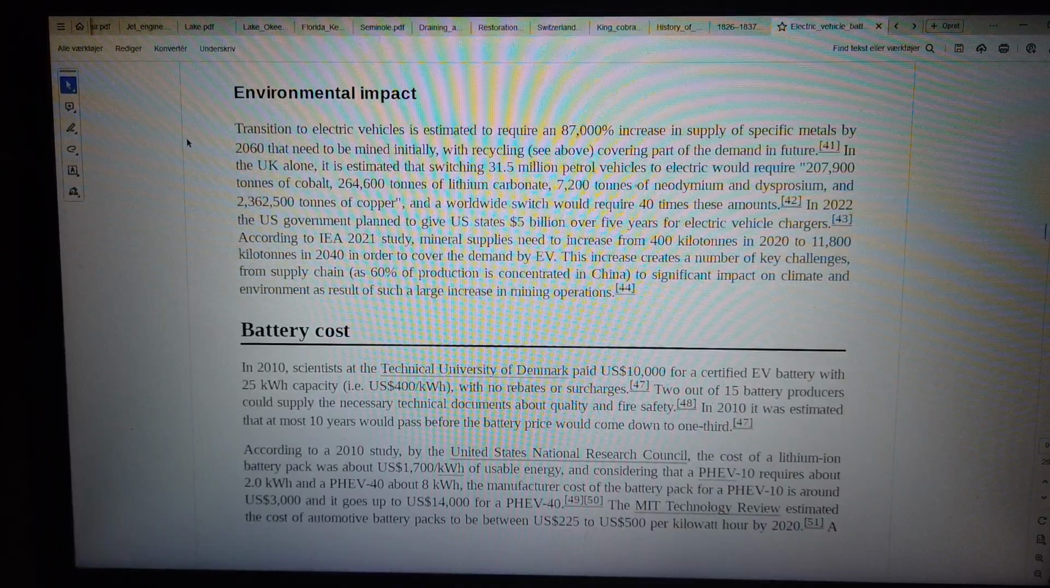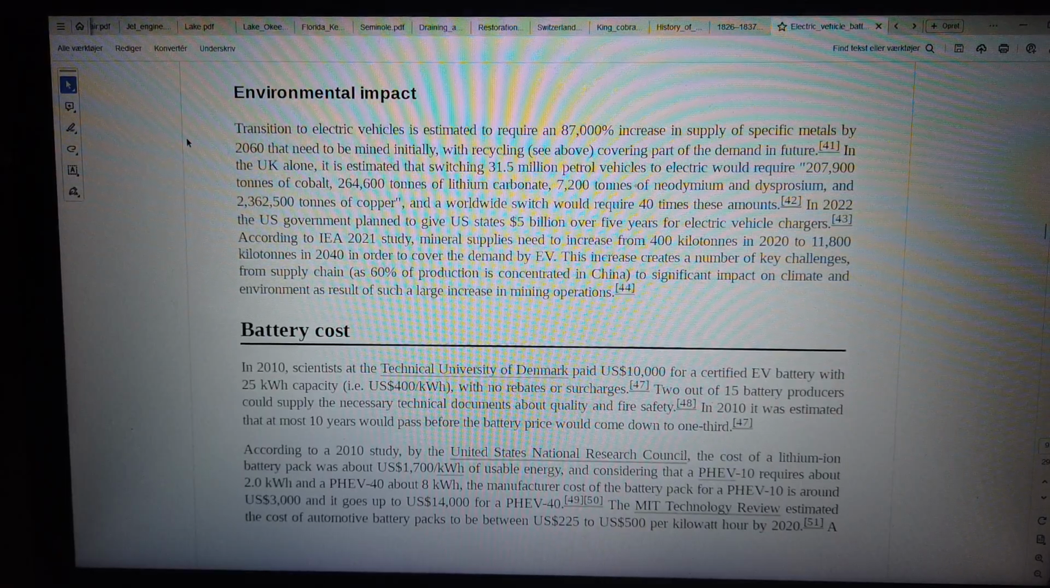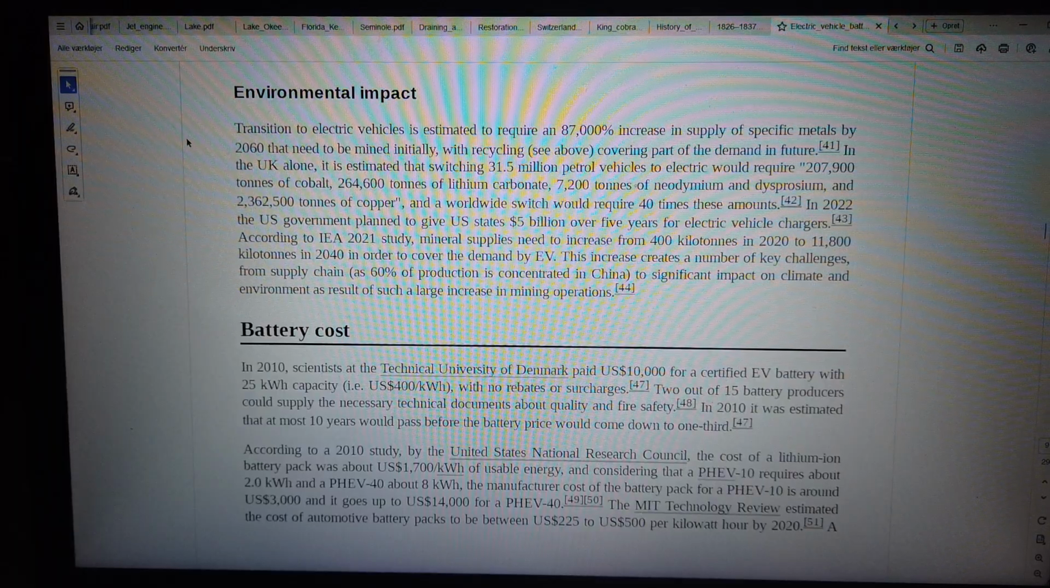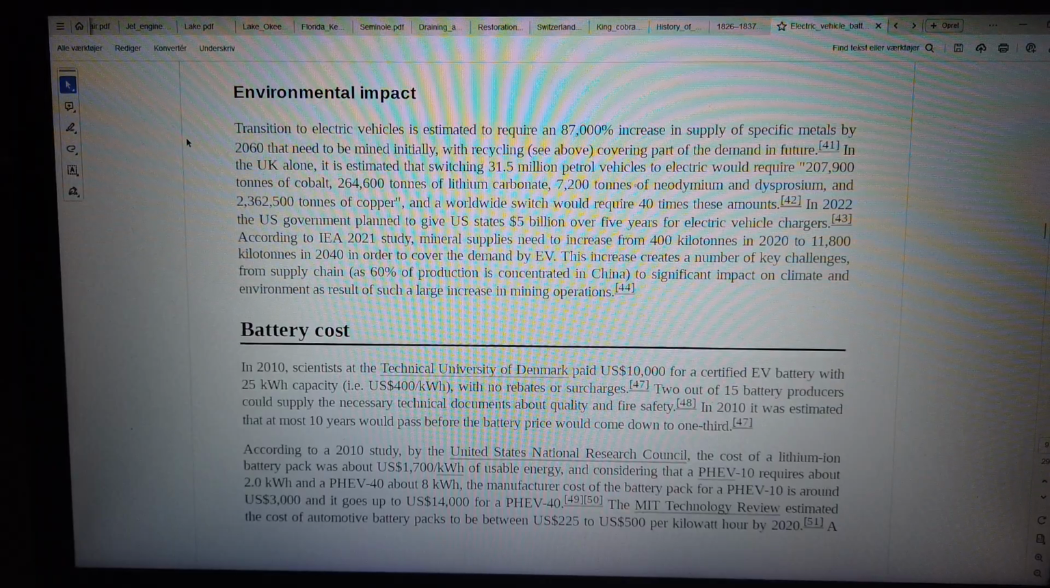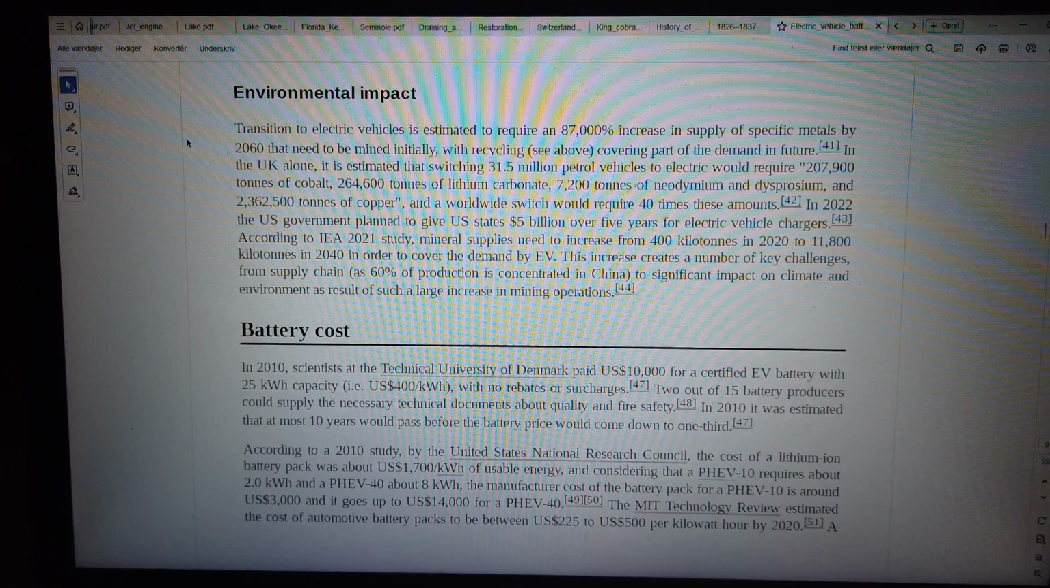40. Environmental impact. Transition to electric vehicles is estimated to require an 87,000% increase in supply of specific metals by 2060 that need to be mined initially. With recycling, see above, covering part of the demand in future.